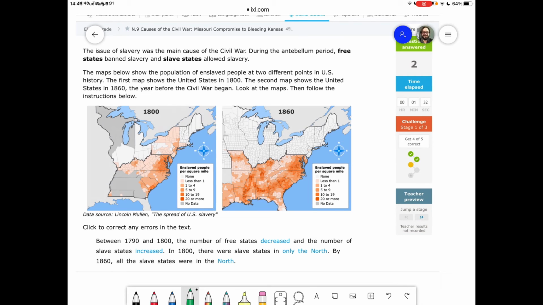While the maps provide us with information in 1800, let's think about what was going on in 1790. This was the period after the Civil War, after the Revolutionary War. And the 13 colonies became the 13 states. So these states were the ones that were bordering the Atlantic Ocean, for the most part.